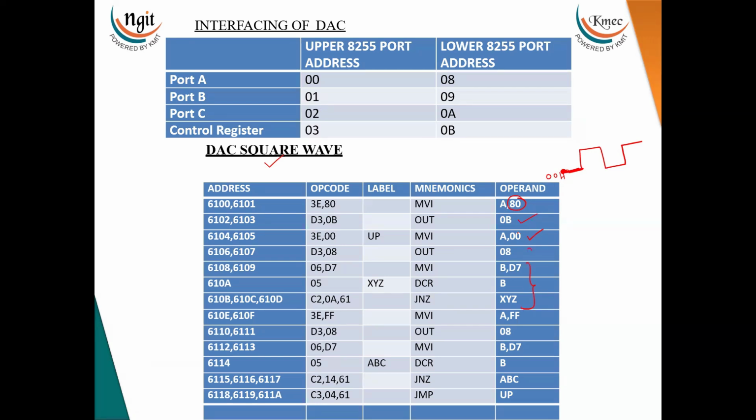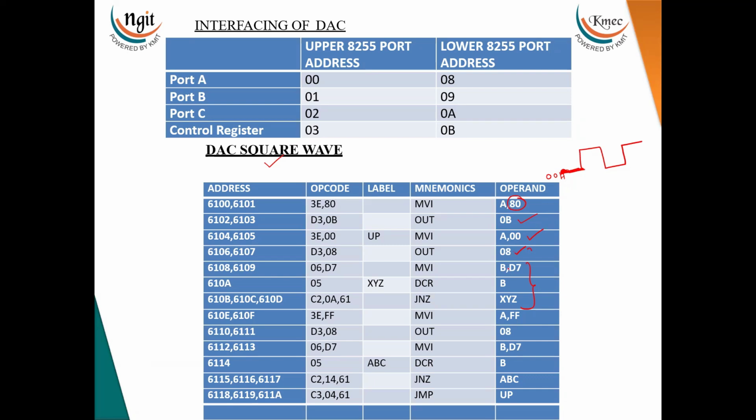So 0, 0 I have taken and written into port A. Why? Because this DAC is connected to port A. So I have sent this 0, 0 to port A, thereby port A is maintaining 0, 0. And this 0, 0 should be maintained for some delay, for some time period.